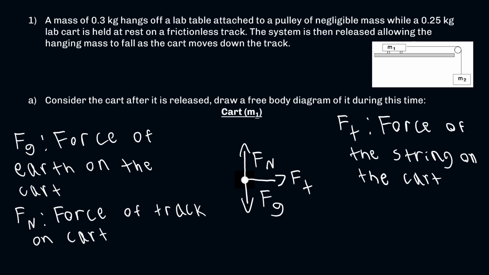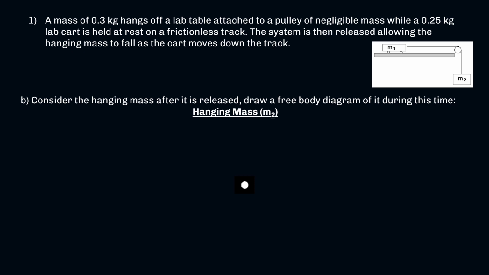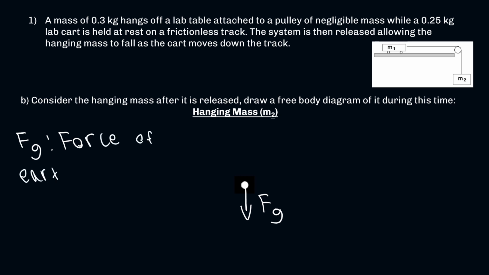So now we can look at that hanging mass in part B. We're going to consider the hanging mass after it is released. Draw a free body diagram of it during this time. Again, we're going to start off with my force of gravity, or the force of Earth on the object, and that is of course going to be straight down. So we're going to have Fg is the force of Earth on the hanging mass.